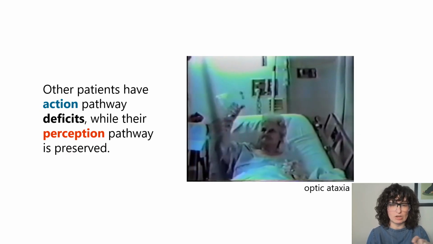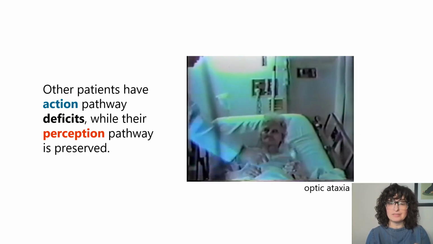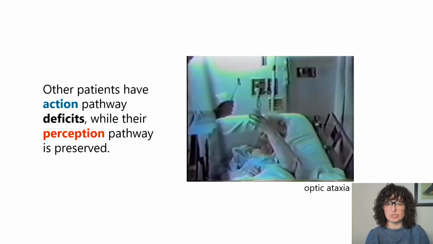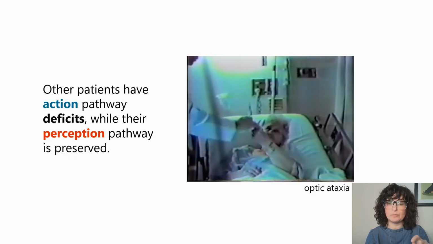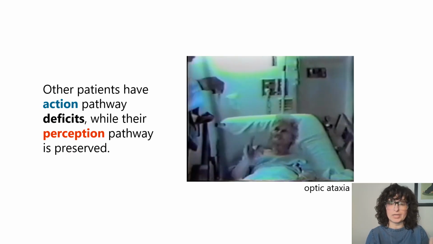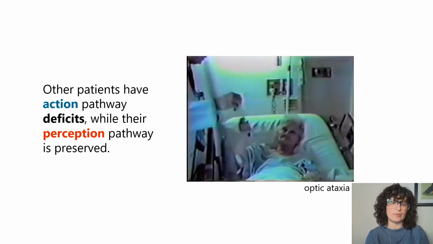This patient knows what that is. She would have no problem identifying that object. But she's clearly struggling with visually guided action, which is exactly what Milner and Goodale would predict based on their organization of the dorsal and ventral pathways.